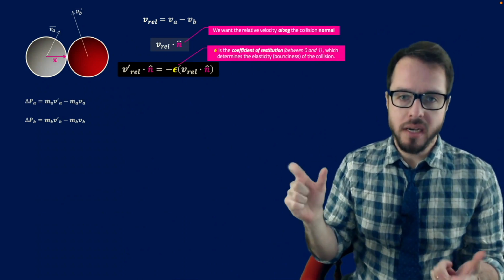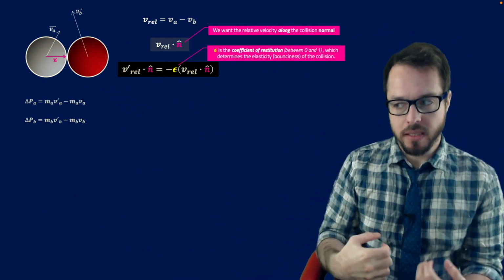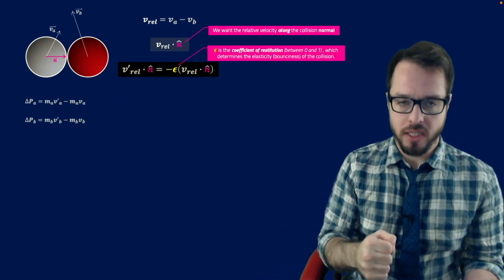And remember that the momentum, the difference of momentum of A and B. Momentum is mass times velocity, right?